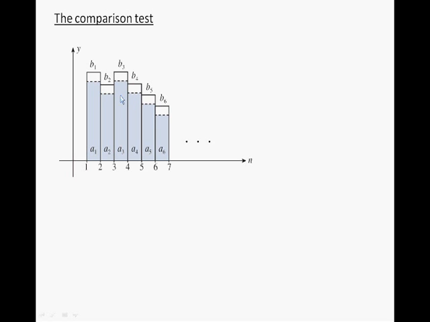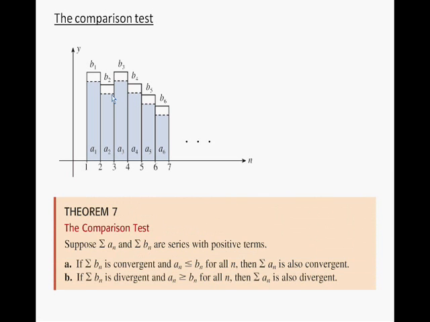And what we can say is that if the series with b terms converges, well then so does the series with a terms, because the b terms are always greater than the a terms. And we can also say that if the series with a terms diverges, well then the series with b terms will also diverge, given that the b terms are always greater than the a terms. And this here is explained in the following theorem.